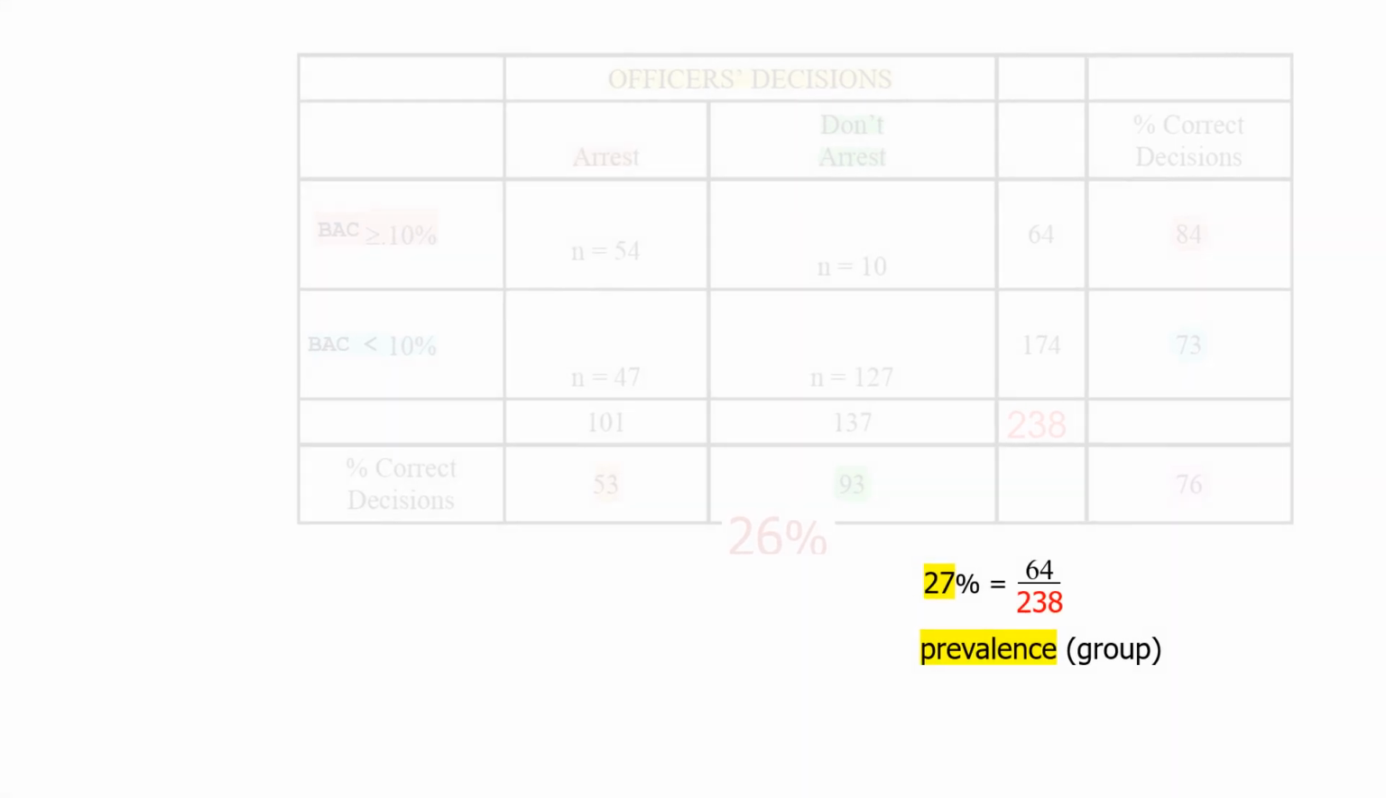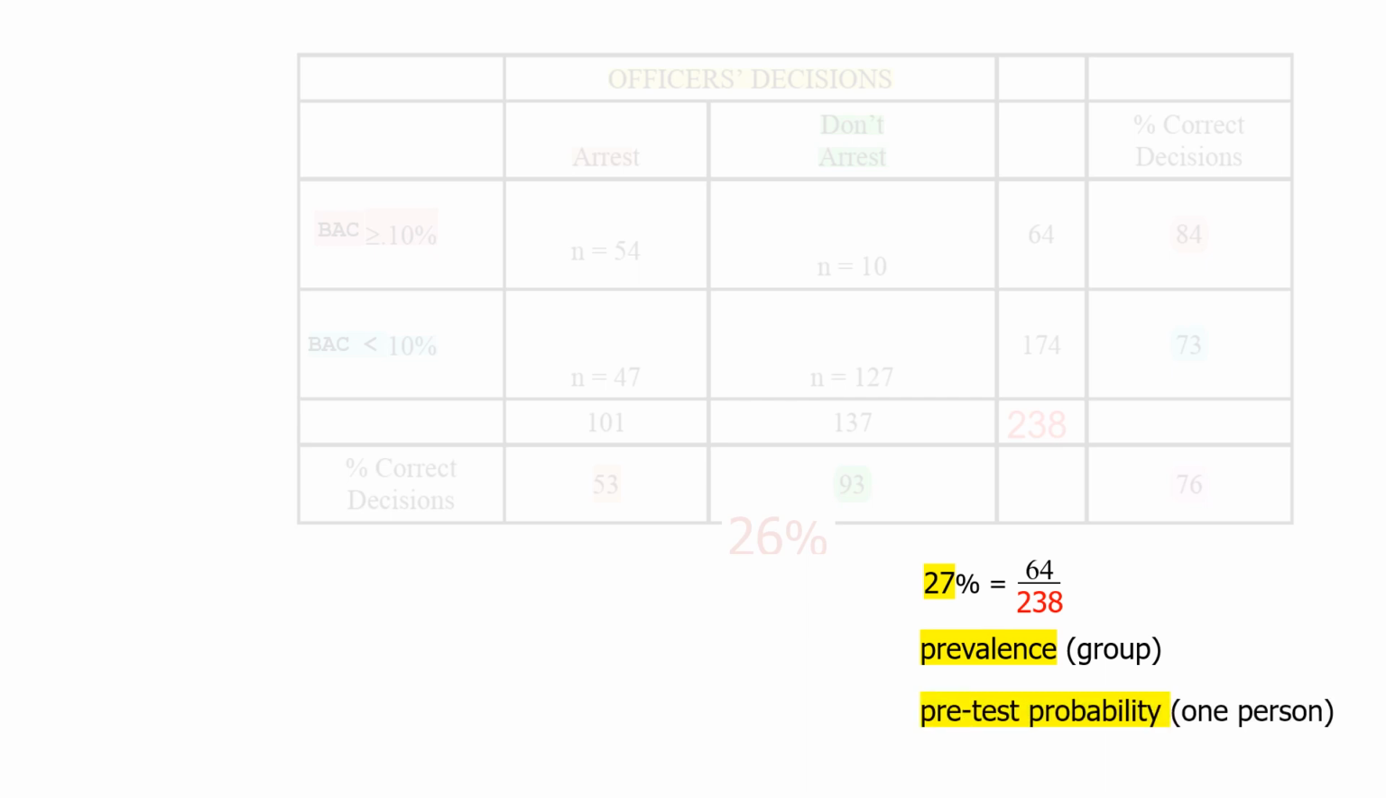By the way, heads up, this yellow accuracy number is a big deal. It goes by different technical names. Scientists call the yellow number prevalence when they're talking about the group of people who are being given the test. Prevalence is the percent of people in the group being tested who have the target condition. At a DUI checkpoint, prevalence is the percent of drivers on this road tonight who have a high BAC.